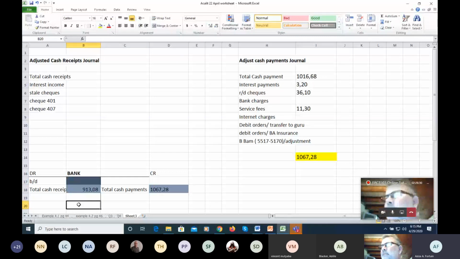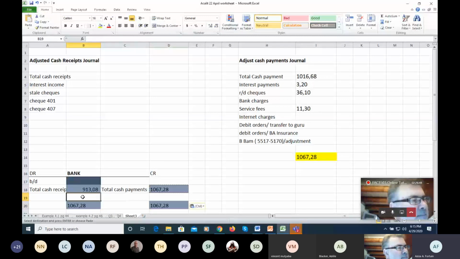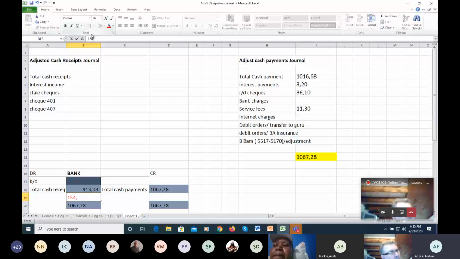If I'm going to tally it up, 1067.28 is higher than 913. So I'm going to put 1067 on both sides, and my carry down value is going to be 1067 minus 913, which is 154 rand 50 cents.